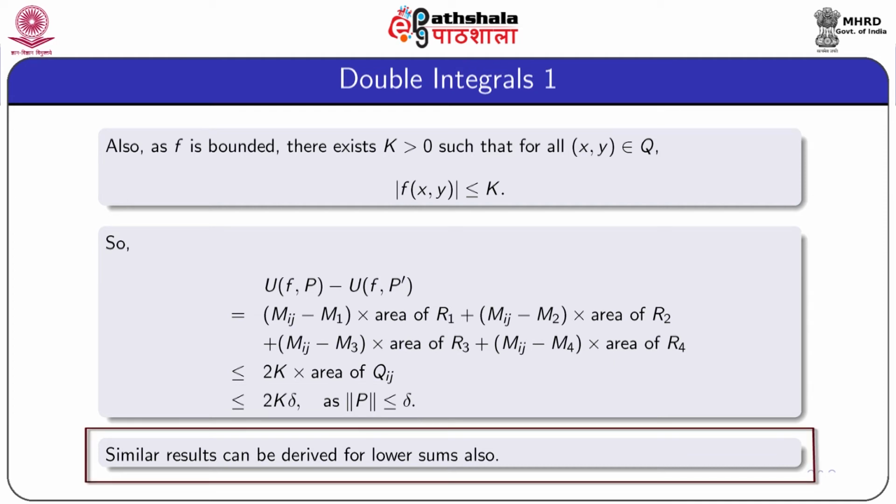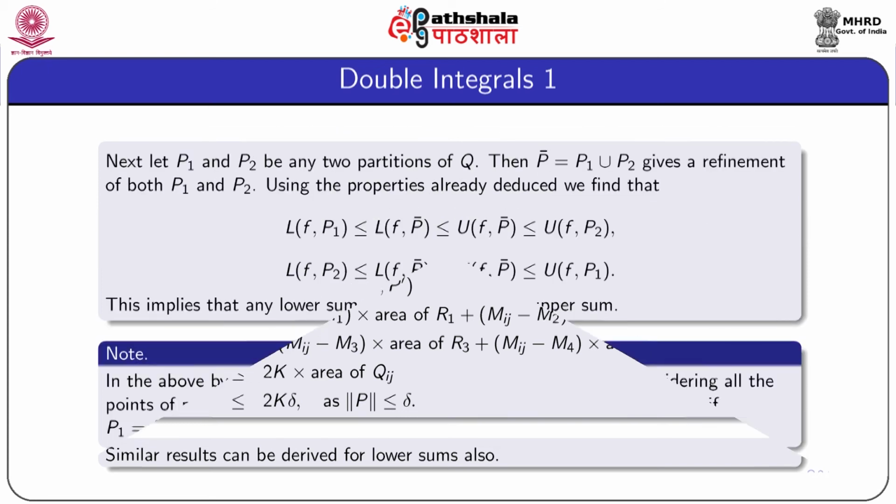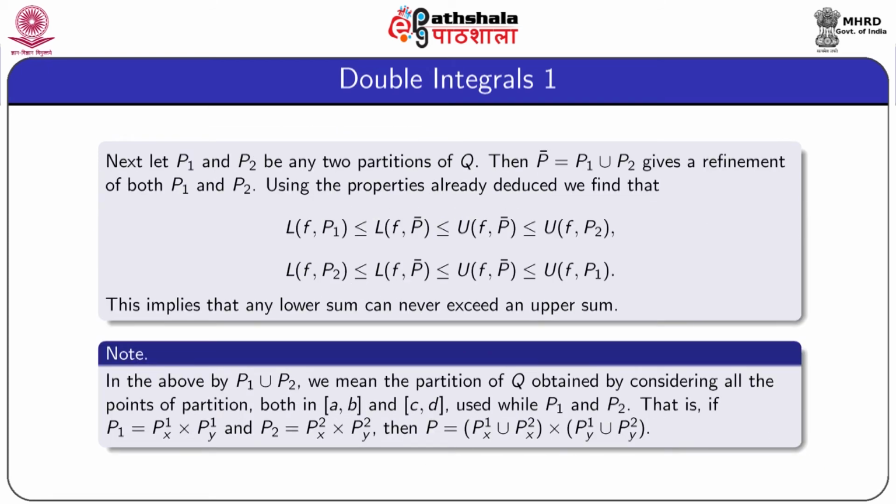For lower sums, we can deduce a similar result. Next, let P1 and P2 be any two partitions of Q. Then P bar equal to P1 union P2 gives a refinement of both P1 and P2. Using the properties already deduced, we find that L(f,P1) is less than or equal to L(f,P bar) is less than or equal to U(f,P bar) is less than or equal to U(f,P2). We can find a similar result interchanging P1 and P2. Looking at this, we can find that any lower sum can never exceed an upper sum.